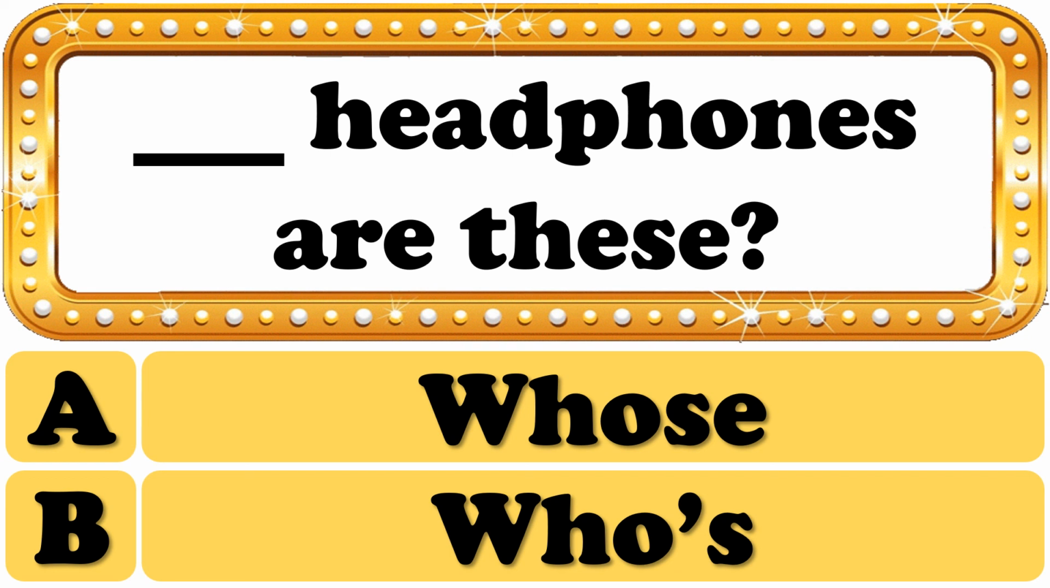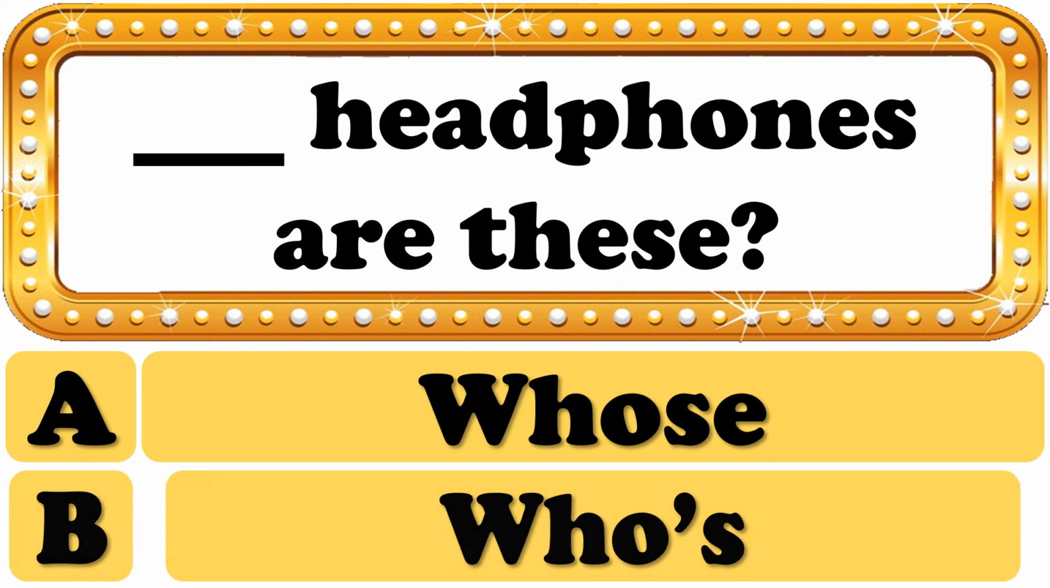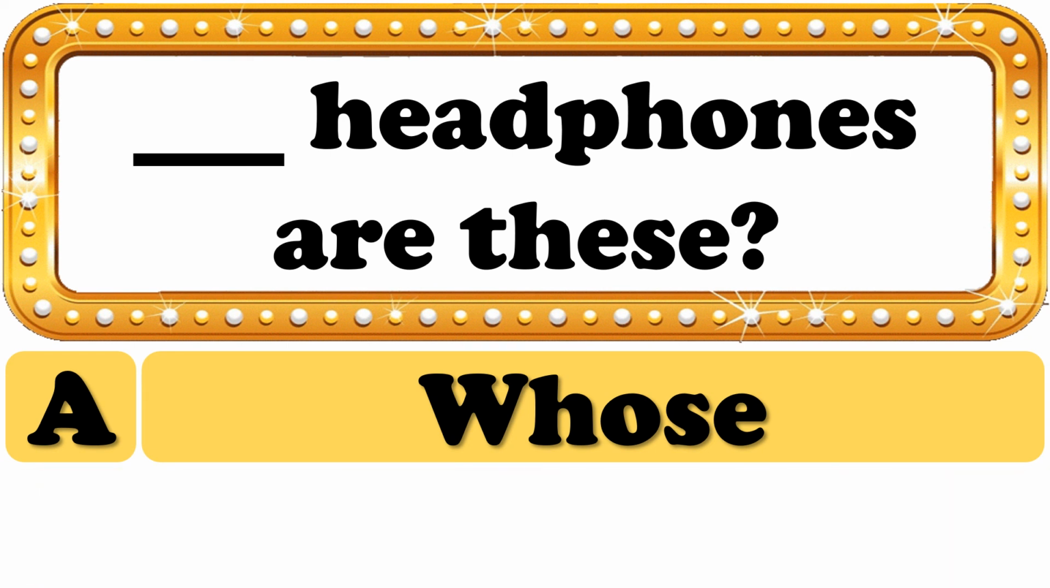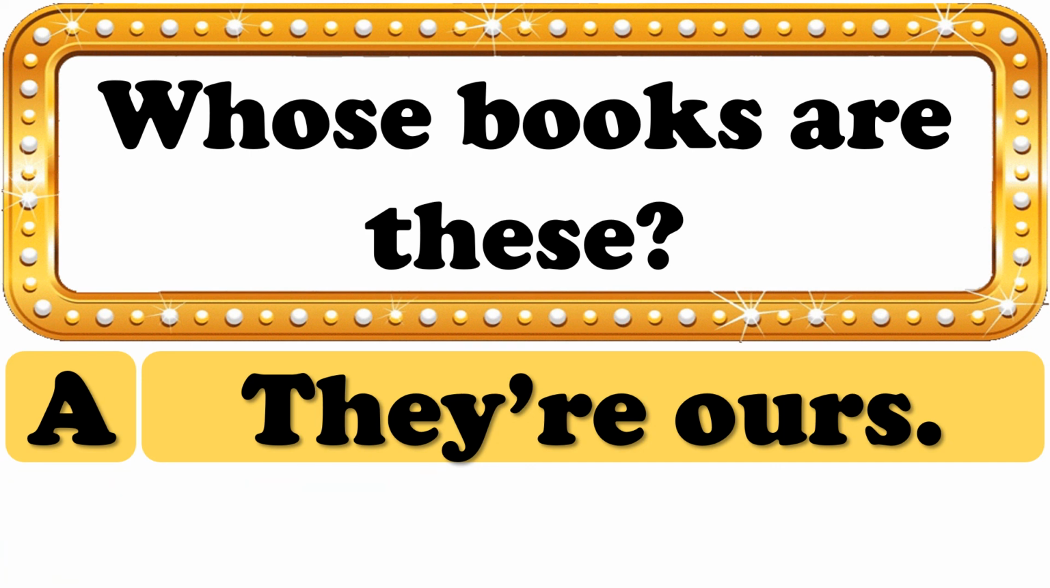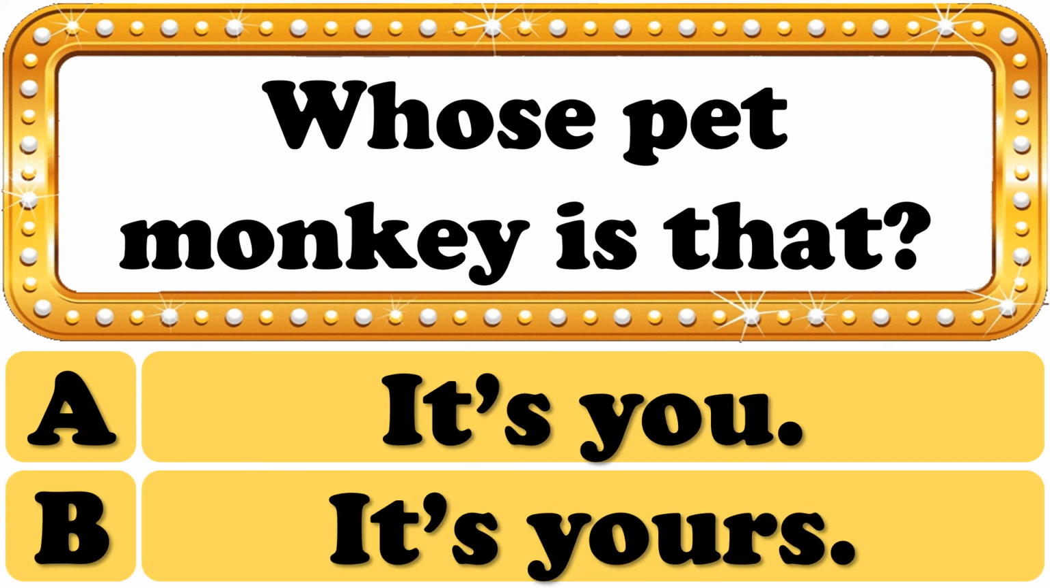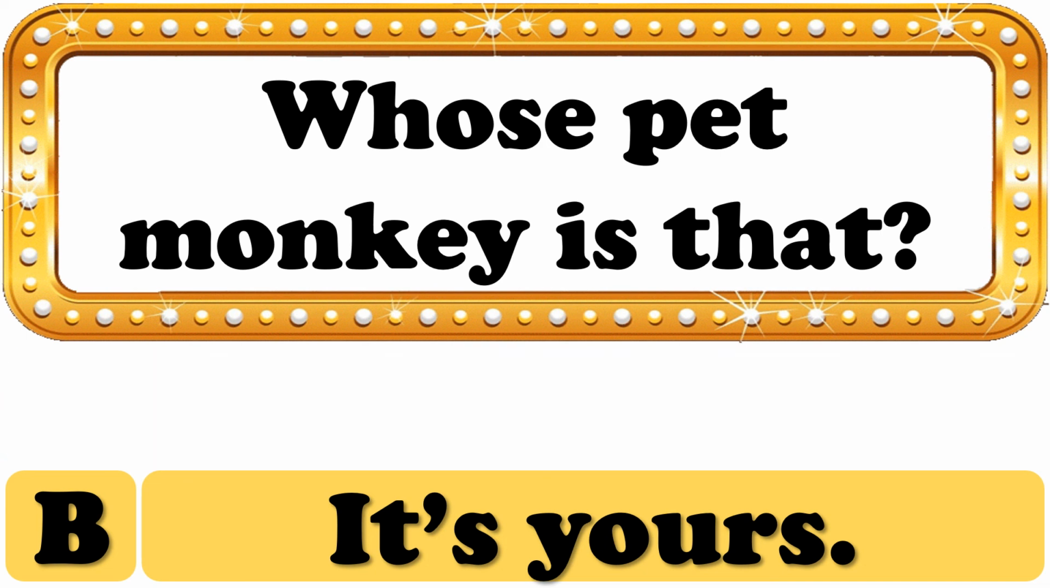How about this one? Possessive case. How do we start possessive case questions? A or B? The answer is A. Whose headphones are these? Take a look. So I have a question. What would the answer be? A or B? Whose books are these? There's only one little letter difference. The answer is A. They're ours. And last one. Whose pet monkey is that? The answer is B. It's yours. It's your pet monkey.